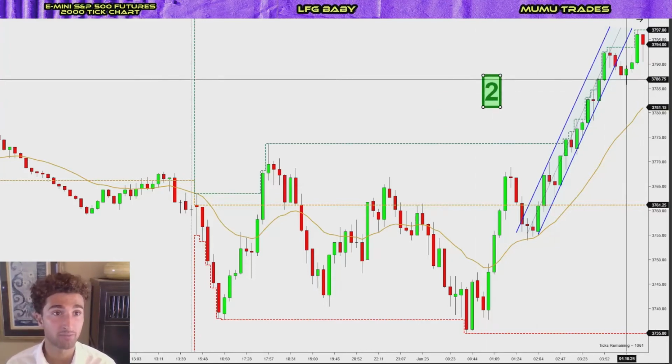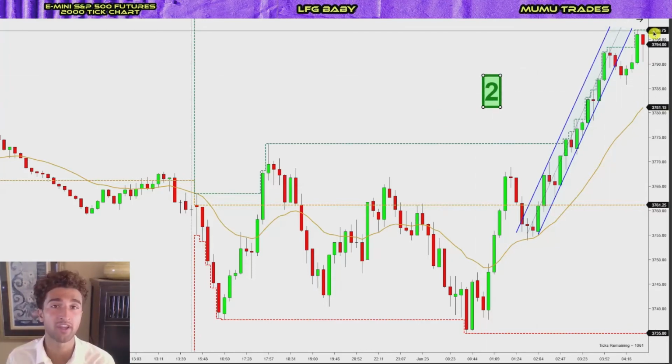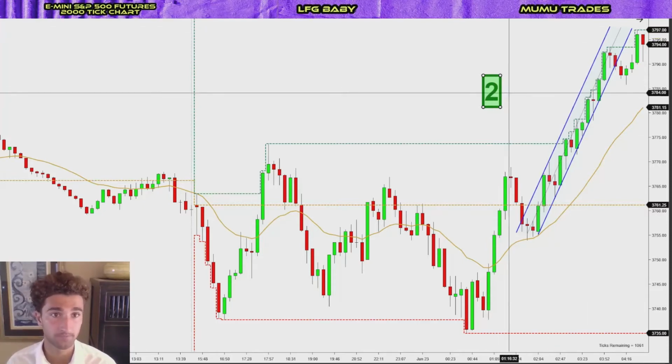However, once we have this break and a new high, then all we're thinking is, okay, we can start looking for potential reversals.